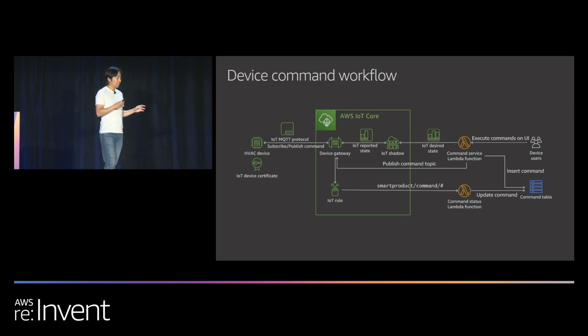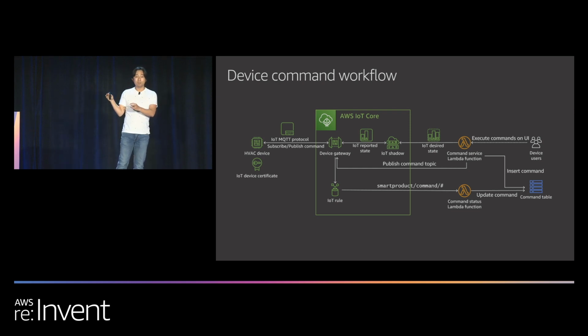Once any command is sent to AWS IoT Core, the IoT rule engine is going to send the message to the command status Lambda function, which updates the status of the command. For example, if your command failed, then the Lambda function is going to update the DynamoDB table with the status failed and the reason for the failure.